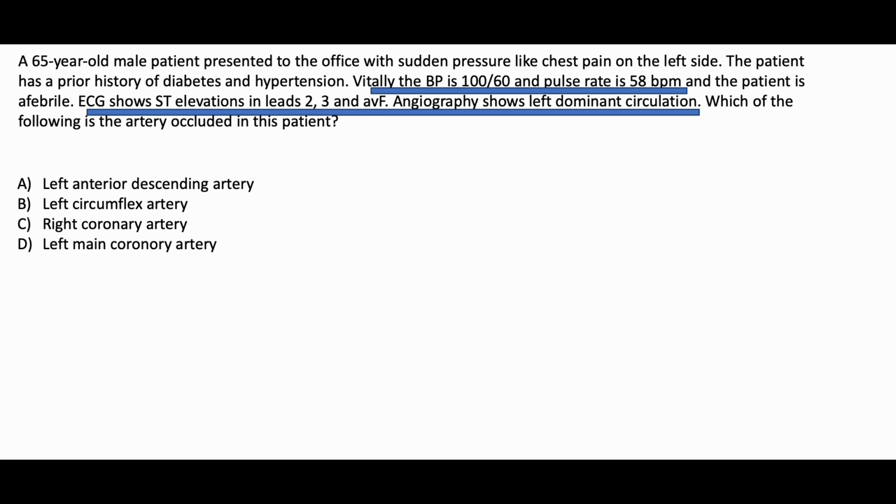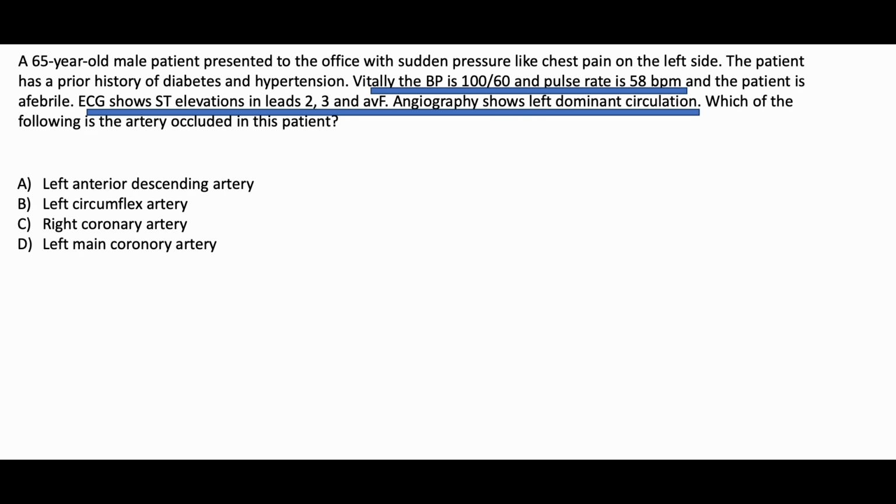The RCA is the wrong answer here, because we have angiography showing left dominant circulation, which means the artery supplying the PDA in a left dominant fashion is the left circumflex artery. So remember, if it's left dominant circulation, the PDA is supplied by the left circumflex artery. If it is right dominant circulation, which is most common, the PDA is supplied by the right coronary artery. If you block the PDA, it's going to cause inferior wall MI. This patient has inferior wall MI. Here the answer is going to be B.